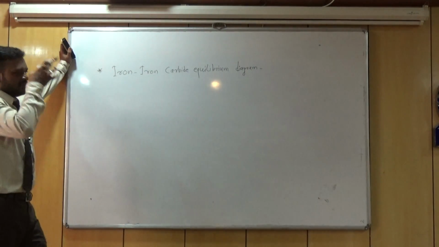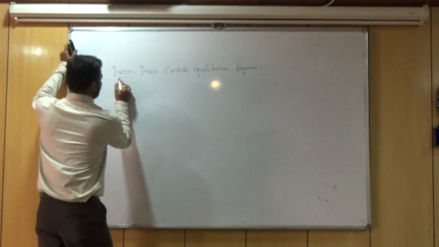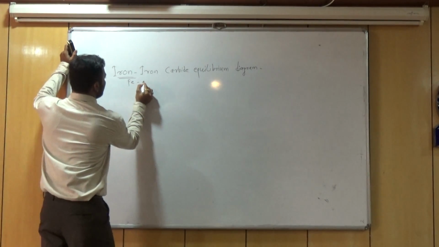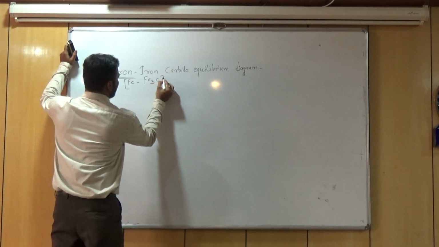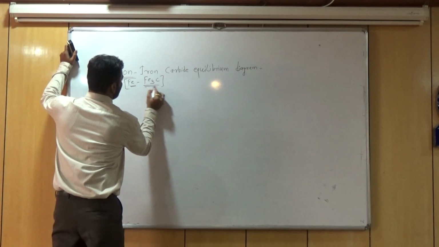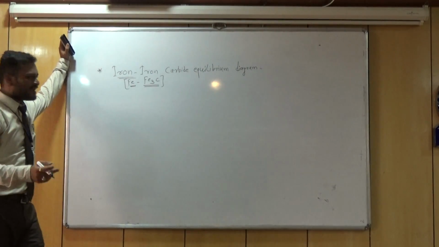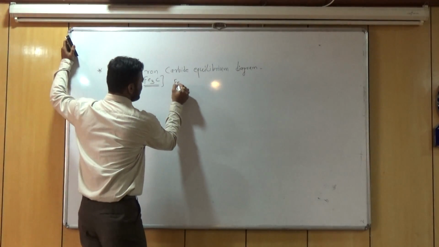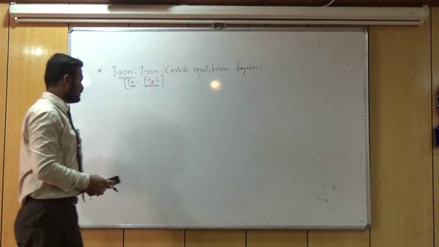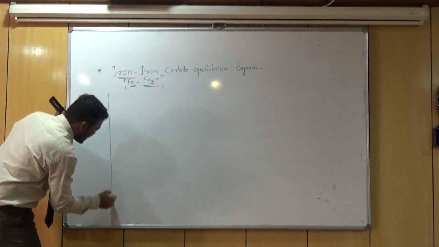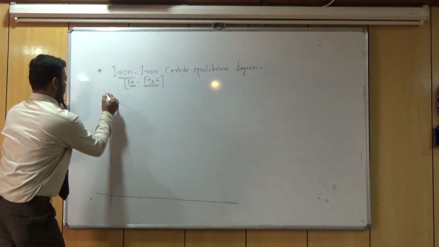Now, first we will draw the iron carbide equilibrium diagram. Now, it is denoted by Fe-Fe3C diagram. The iron carbide equilibrium diagram, or in some books they have mentioned that it is Fe-C diagram. That is iron carbide diagram also, we can say that. Now I will draw the exact equilibrium diagram. Okay, it will be like this.